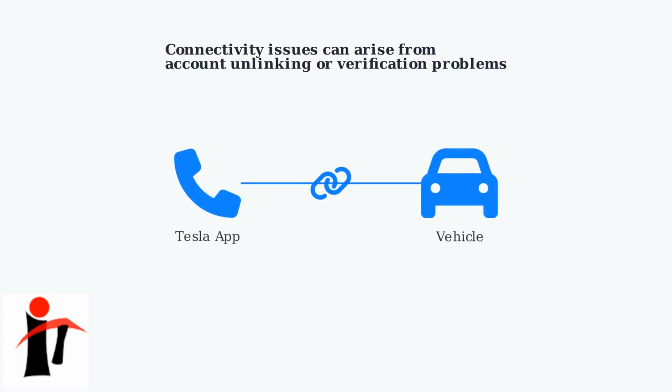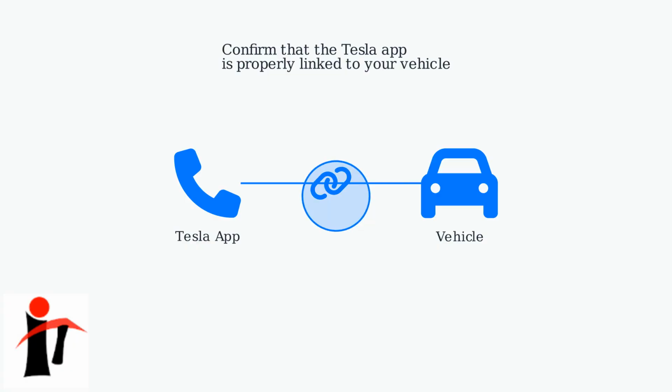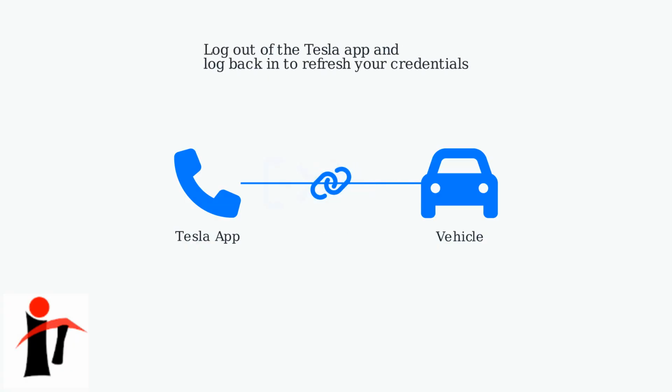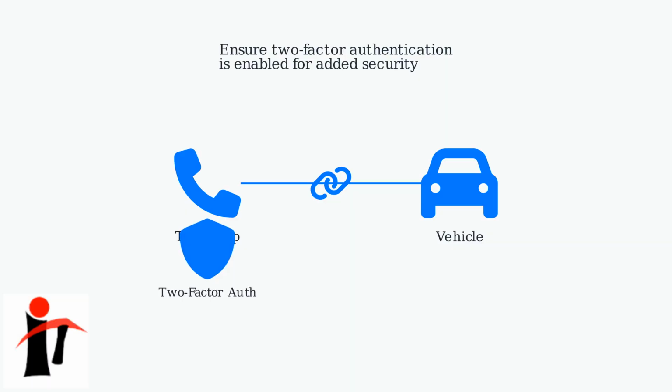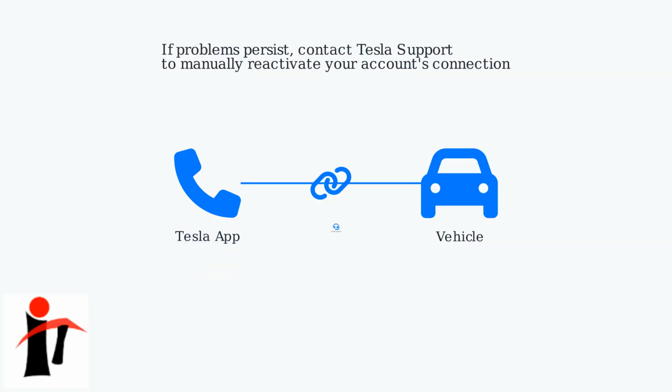Connectivity issues can arise from account unlinking or verification problems. Confirm that the Tesla app is properly linked to your vehicle. Log out of the Tesla app and log back in to refresh your credentials. Ensure two-factor authentication is enabled for added security and easier account recovery. If problems persist, contact Tesla support to manually reactivate your account's connection to the car.